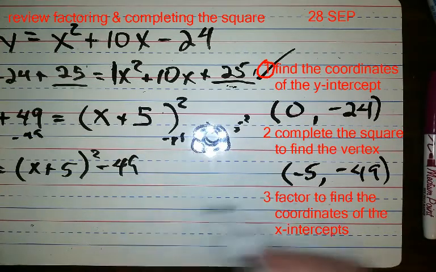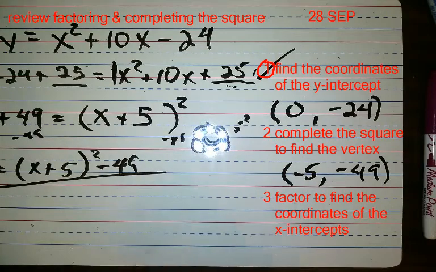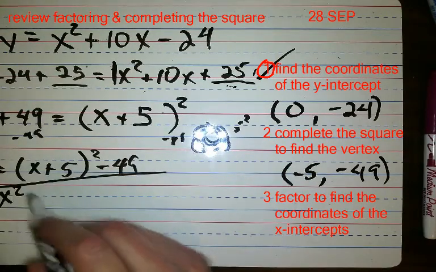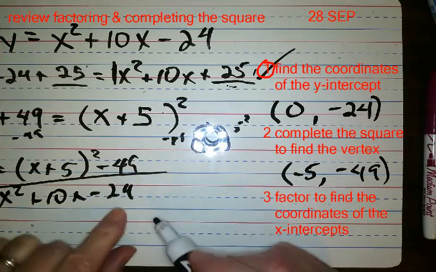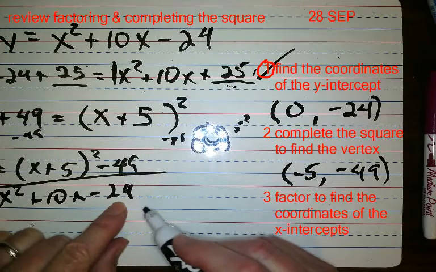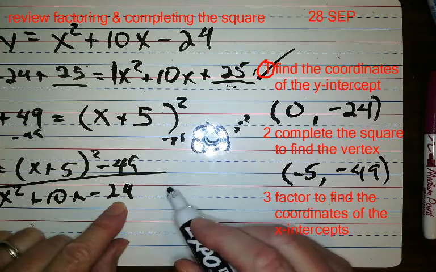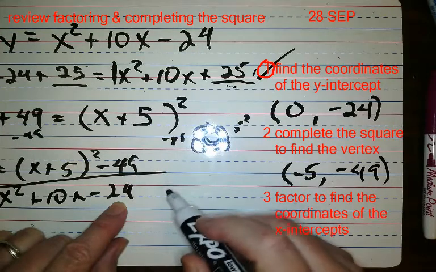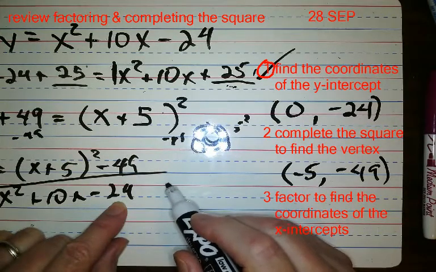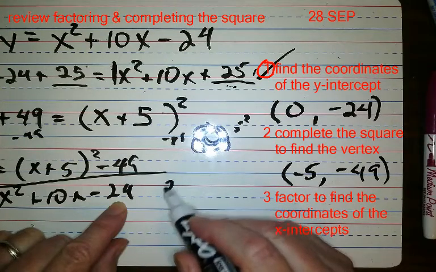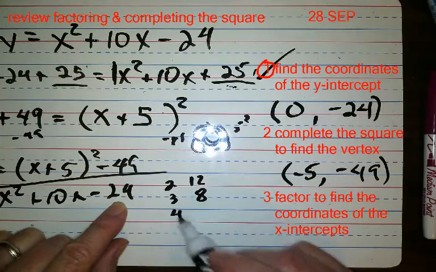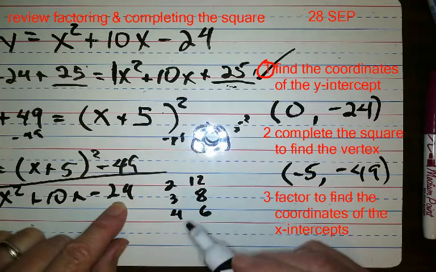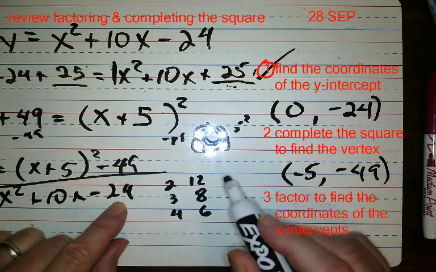Okay, and so what's the next step? Factor. So I have to start with this. x squared plus 10x minus 24. Now, all the ways to make negative 24. Well, to get 24, we could have 2 and 12, 3 and 8, 4 and 6, and one of them has to be negative.